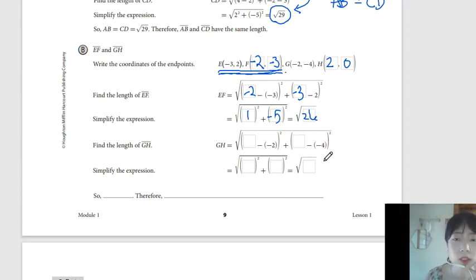Okay, now G and H. Your H is (2, 0). So 2 minus negative 2 is 2 plus 2, 4 squared is 16, sorry. Plus 0 minus negative 4 is 4. Squared is also 16. So square root of 16 plus 16 is 32.